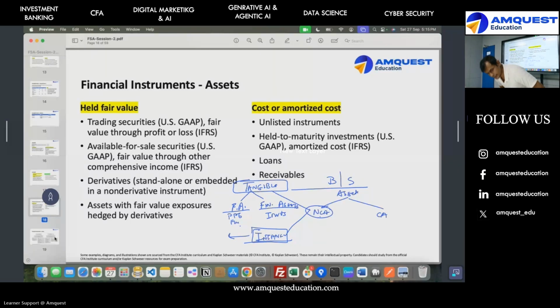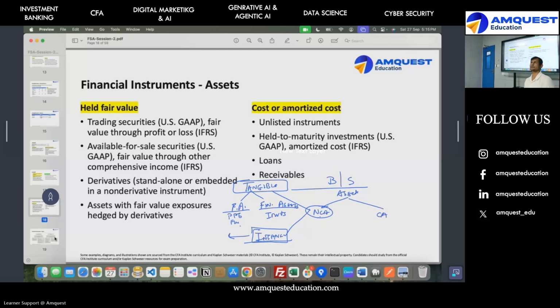Clear? Okay. Now under tangible, let's come to financial assets, right? Financial assets. What does financial asset mean? It's an asset that is convertible into finance terms, money terms, right? That's called financial asset, money, right?